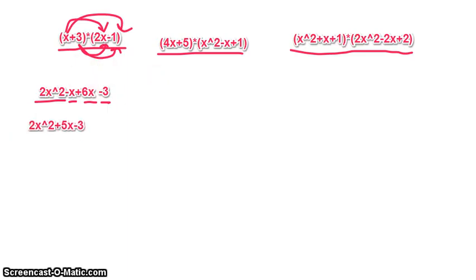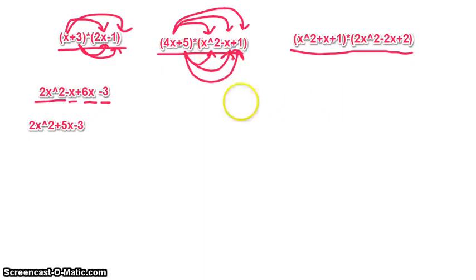And then for these other two examples that I have listed over here, once again, it's just the exact same process. You'd take the 4x, you'd multiply it by the x squared. You'd take the 4x, multiply it by the -x, and then you take it again and multiply it by the 1. And you do the same thing with the 5 to all three terms. And then all you do is just add the terms and combine all the like terms together.